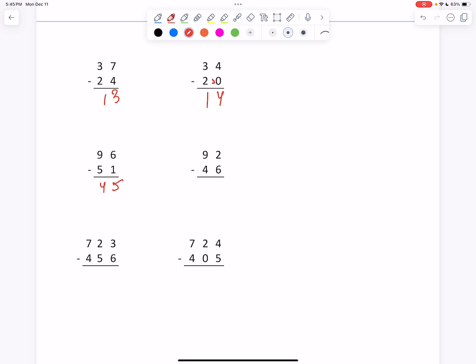Now 2 minus 6, we can't do that. Again, we have to borrow. So we cross out the 9, make it an 8, and make this a 12. 12 minus 6 is 6, and 8 minus 4 is 4.